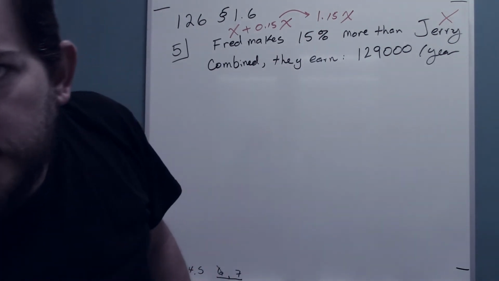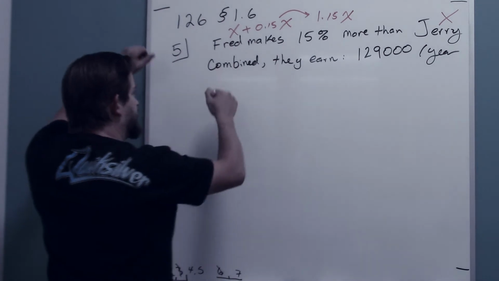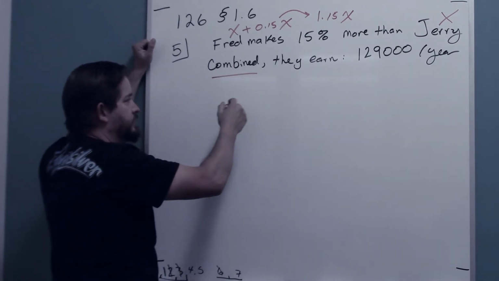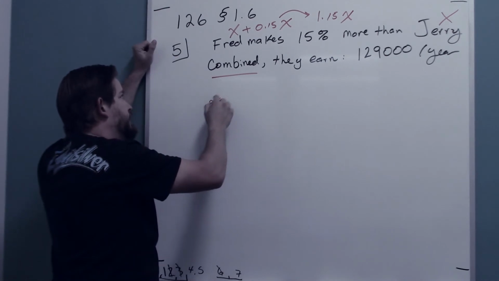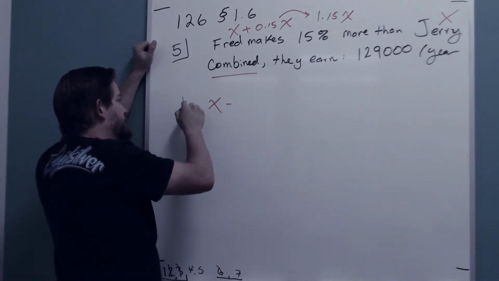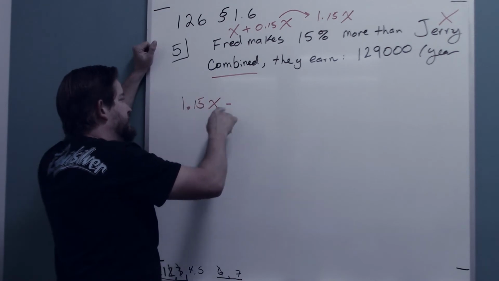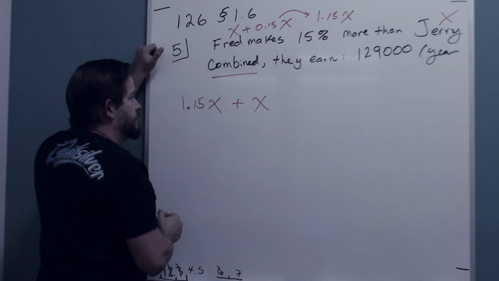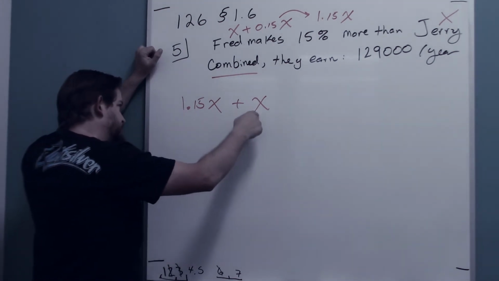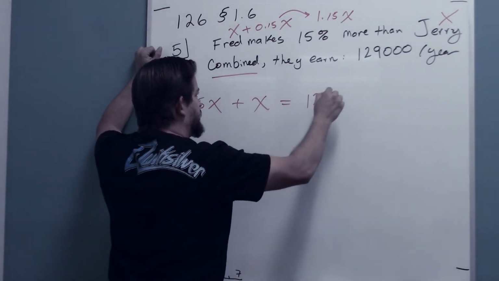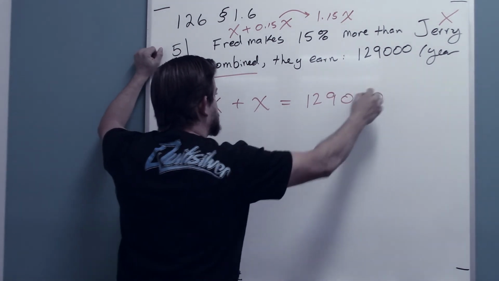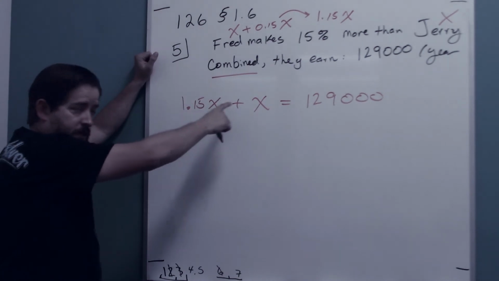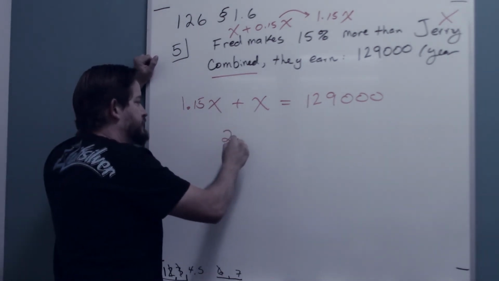Is that still on my screen? Yes, all right. So if I write this, combined they earn $129,000. That is to say what Fred makes, which is 1.15x, plus what Jerry makes, which is the other x, is a total of $129,000. So 1.15x plus another x is 2.15x.